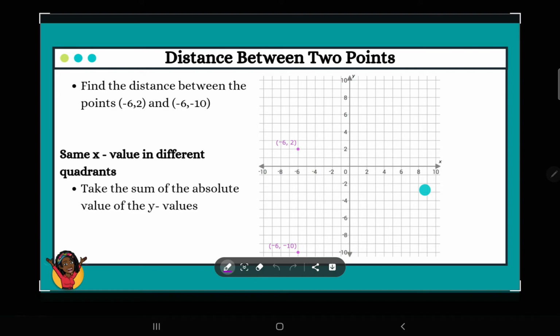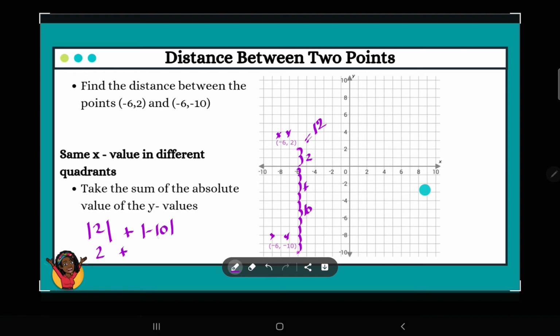Our next example, find the distance between the points (-6, 2) and (-6, 10). So again, I could count my spaces, 1, 2, and then 1, 2, 3, 4, 5, 6, 7, 8, 9, 10. So 2 plus 10 would be equal to 12 units. So now let's go ahead and try the absolute value and see if we get the same answer. So we have here the same x value. So we're going to be taking the absolute value of the y values. So the absolute value of 2 plus the absolute value of -10. Absolute value of 2 is 2. Absolute value of -10 is 10. 2 plus 10 is equal to 12.